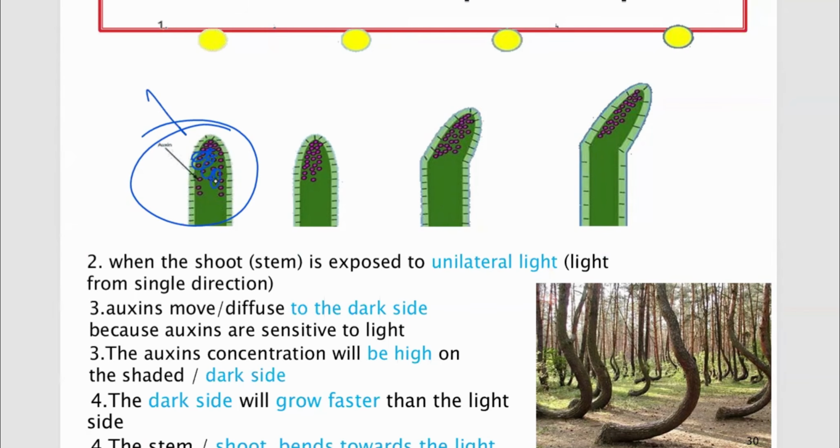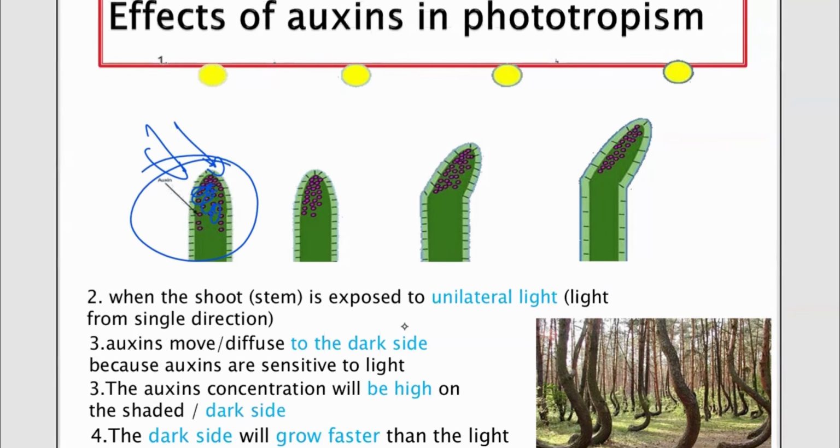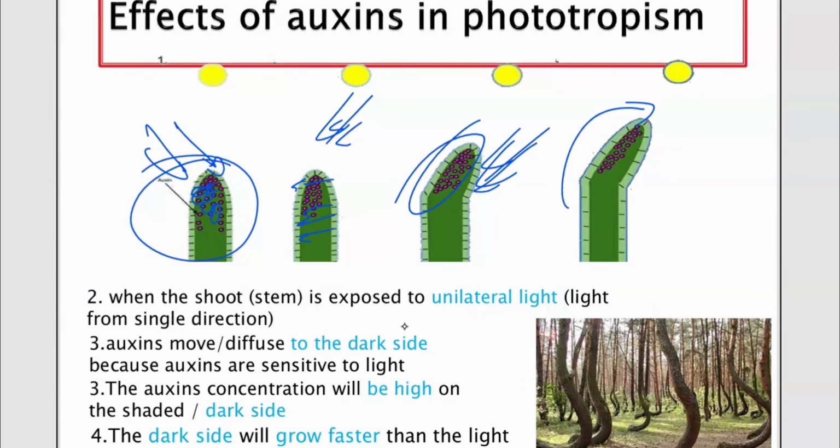When you expose light from a single direction, what is going to happen? If light is from this side, then it's going to move to this side. Remember we said they are sensitive to light. So these auxins are going to migrate to the dark side. And remember we said that auxins are growth promoters. So the dark side is going to grow more than the light side, leading to the bending of the shoot towards the source of light.